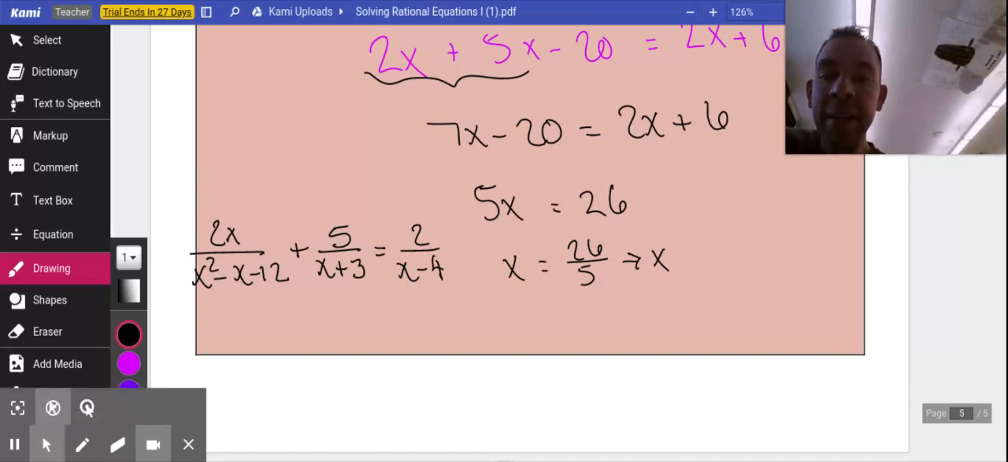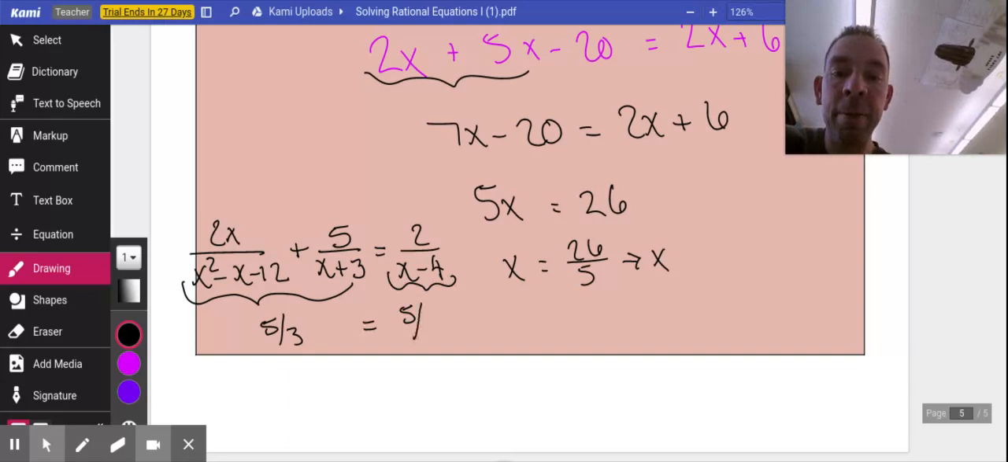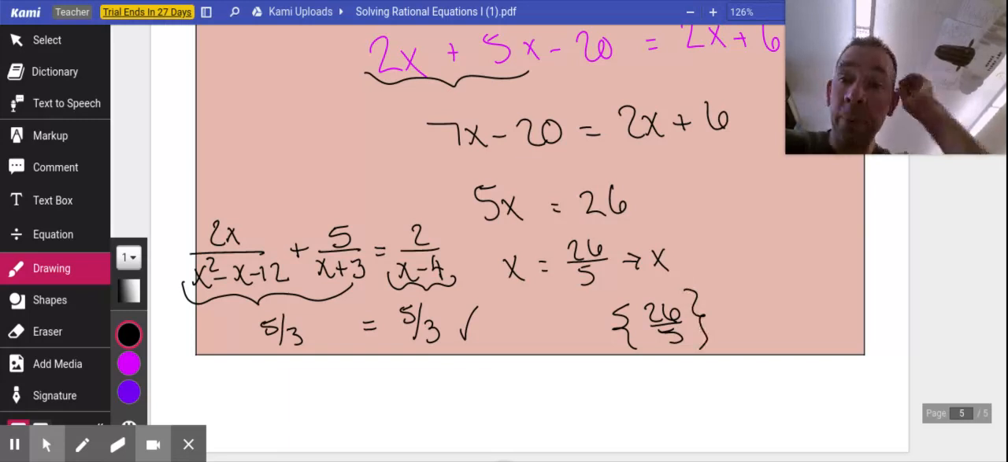And how about that? When I typed in the left side, I got 5/3, or maybe your calculator said 1.6 repeating. And on the other side, I got 5/3 as well. Hot diggity, it does check. So our solution is 26 over 5, and we're good to go.